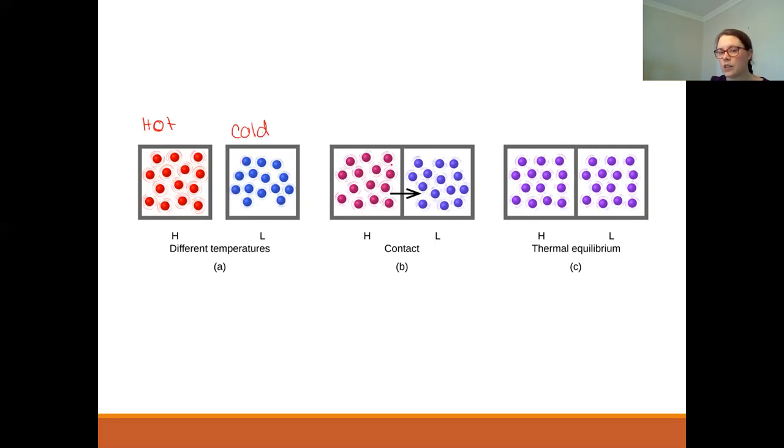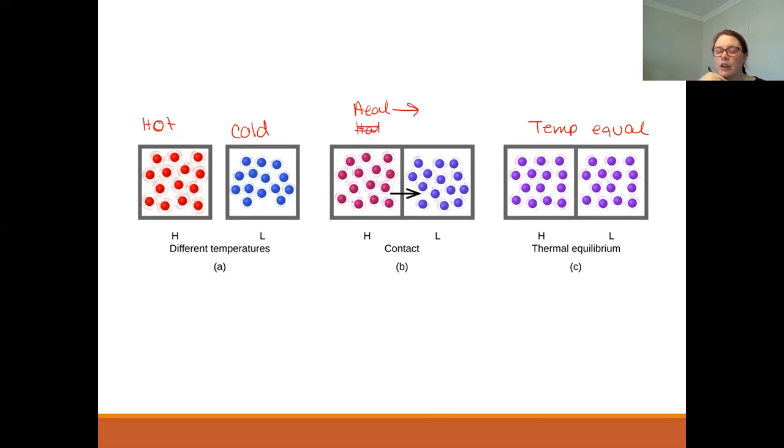We bring them into contact with each other, and just by being next to each other, energy is transferred. So heat transfers from the hot object to the cold object until the temperature is the same of both objects. Once the temperature is the same, there is no more heat transfer, even if they're in contact with each other.